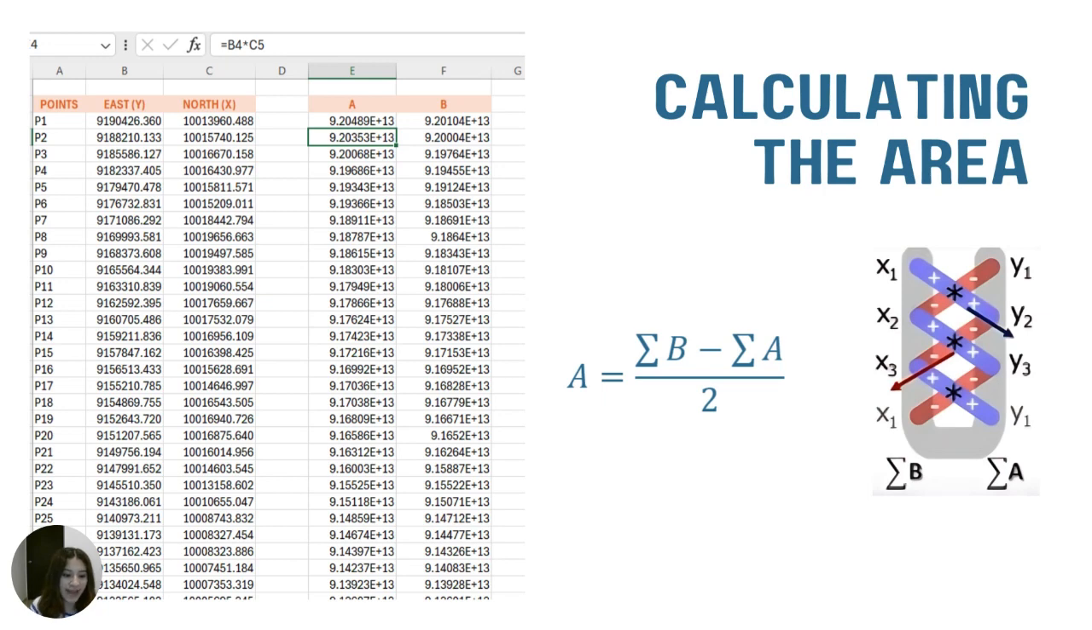And sigma A will represent the sum of the products of consecutive x and y coordinates in the reverse order. This is obtained by multiplying the y coordinate of each vertex by the x coordinate of the next vertex and then summing these products, as we can see in the next image next to the formula. So the results will be seen in the second table in A and B.